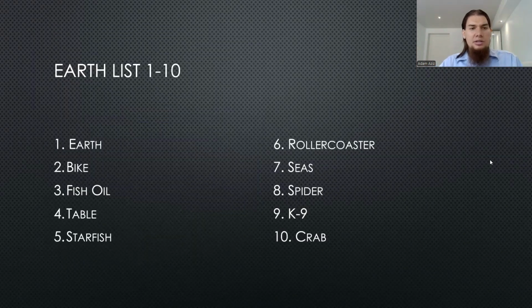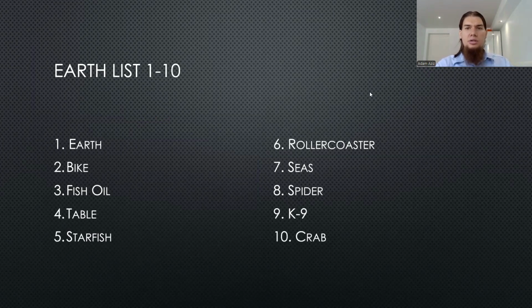So here's the Earth list, and maybe you recall the reasoning behind some of them. So number 1 is Earth because there's one Earth in our solar system. 2 is bike because there's 2 wheels on a bike. 3 is fish oil because it's high in omega-3s. 4 is table because there's commonly 4 legs on a table. 5 is starfish because the starfish commonly has 5 points.